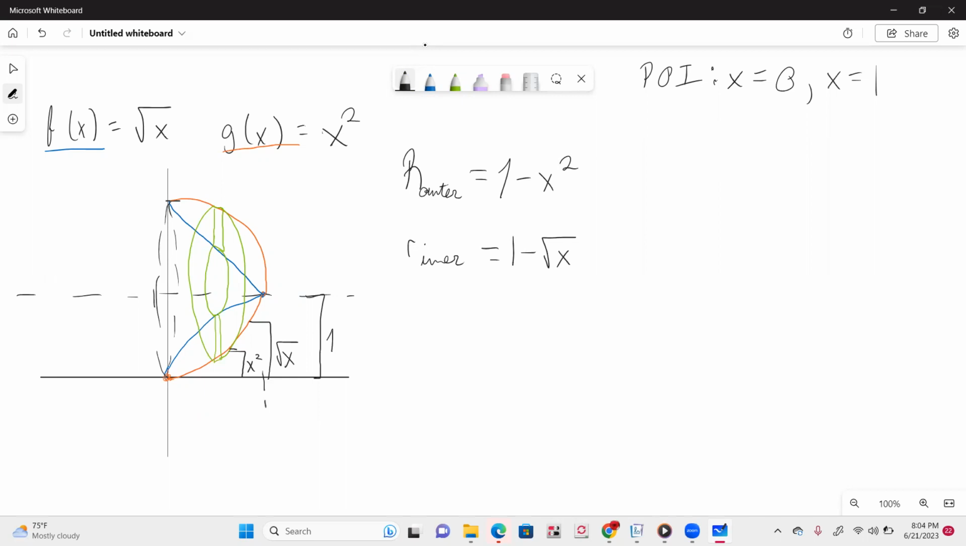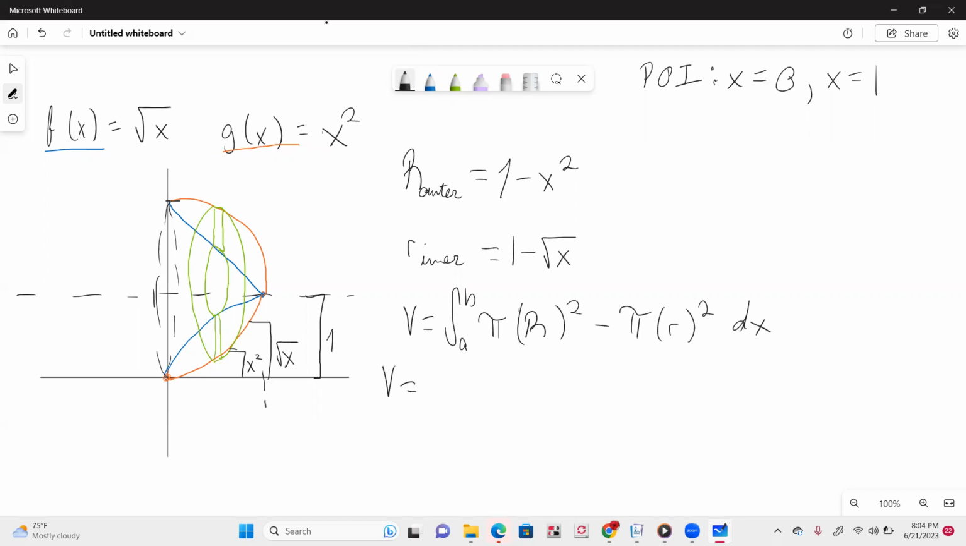Okay. Now that we've defined these, we can use our volume equation. So our volume is equal to the integral from a to b of pi times the outer radius squared minus pi times the inner radius squared, dx.